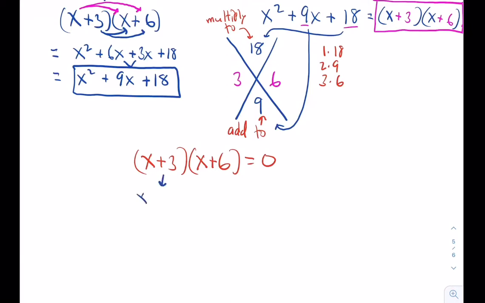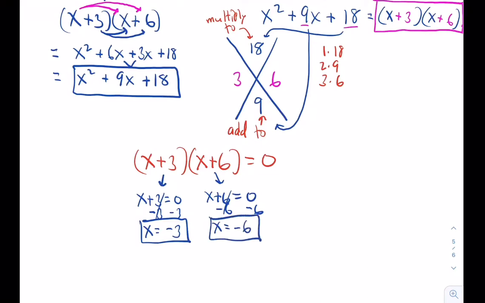Set each factor to 0: x plus 3 equals 0, x plus 6 equals 0, using the zero product property. Then we're going to solve it, right? Minus 3 on both sides for the first one, you get x equals negative 3. Second one, minus 6 on both sides, x equals negative 6. So our answers are x equals negative 3 and x equals negative 6. And what does that tell us?